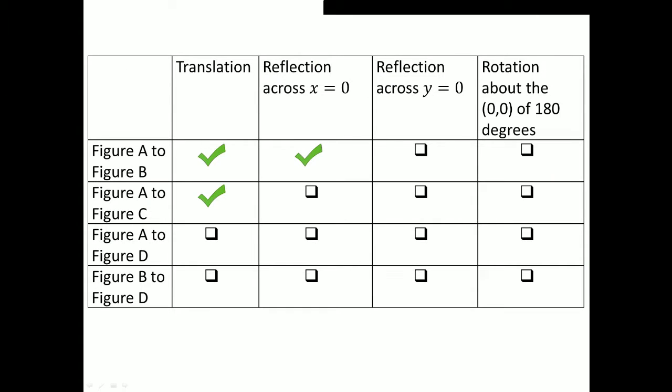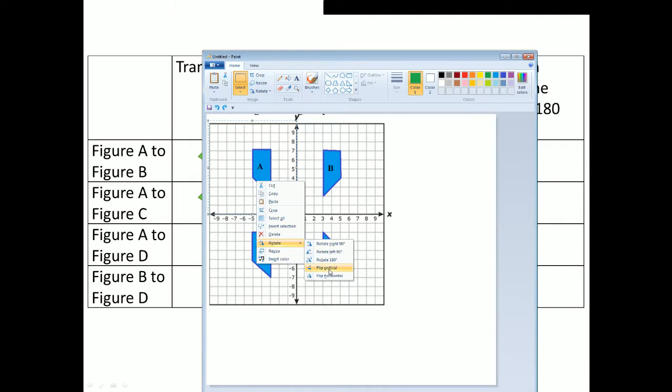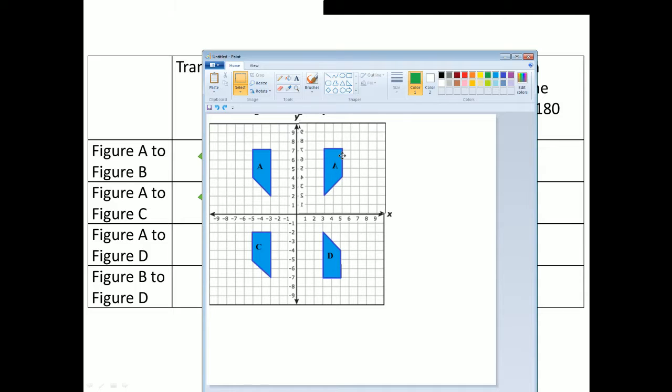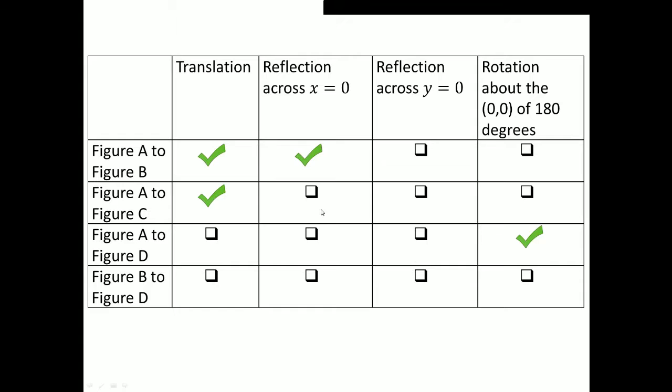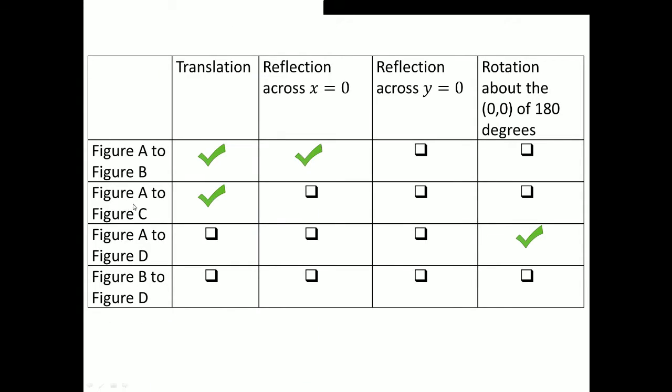Is it a reflection over the y? No. Okay, because look, if you reflect it over the y, it would look like, oh, does it reflect over the y? Yeah, it does. It does look like it reflects over the y. Okay, this is wrong. There should be a check mark here, because it does reflect across the, from A to C, I'm sorry. From A to B, it's a reflection. Not from A to C. So that's right. A to C is not a reflection.